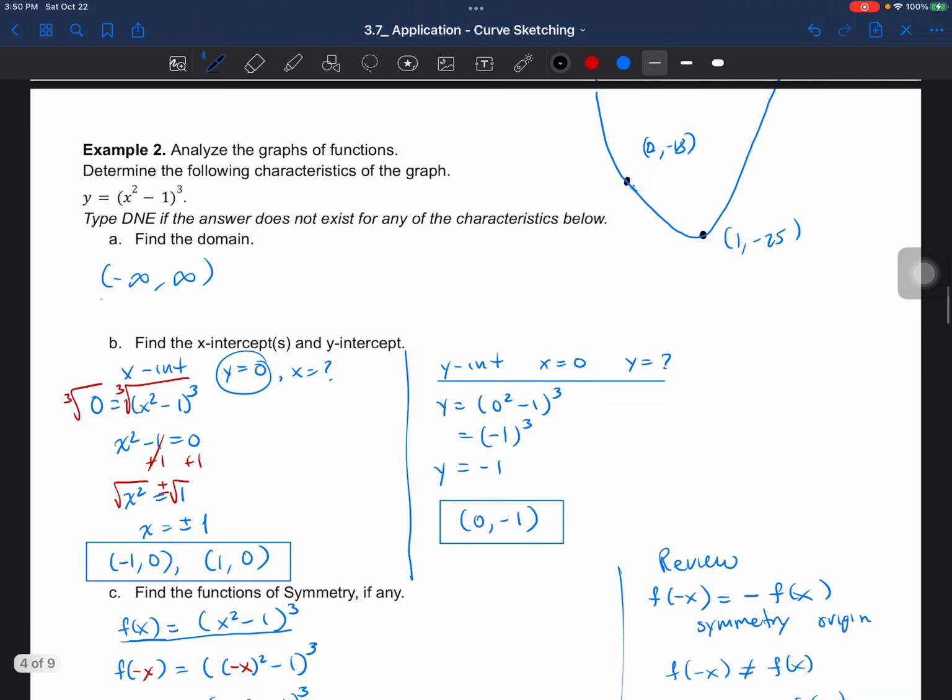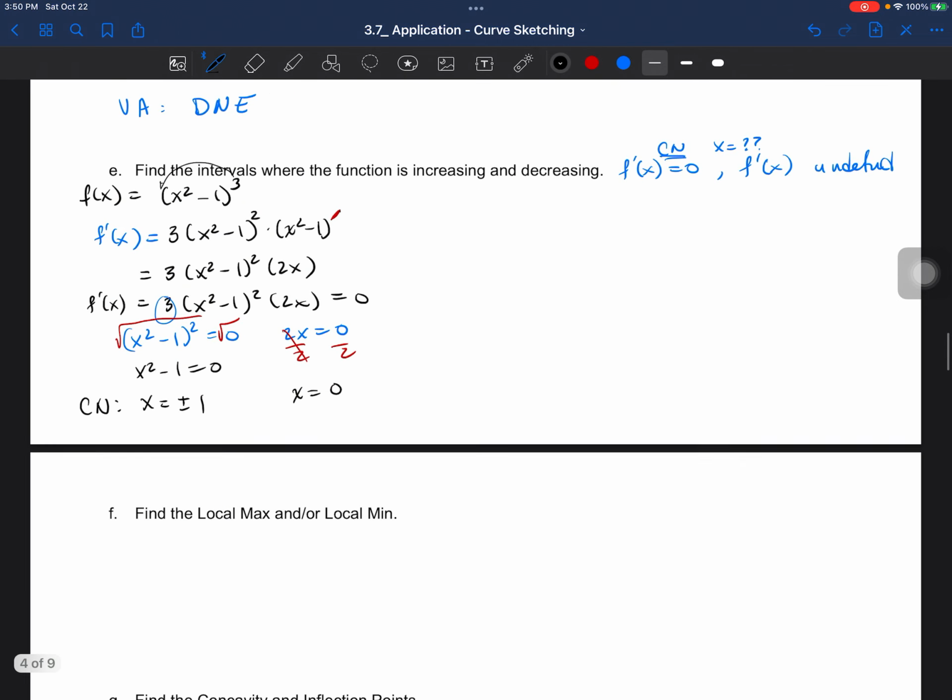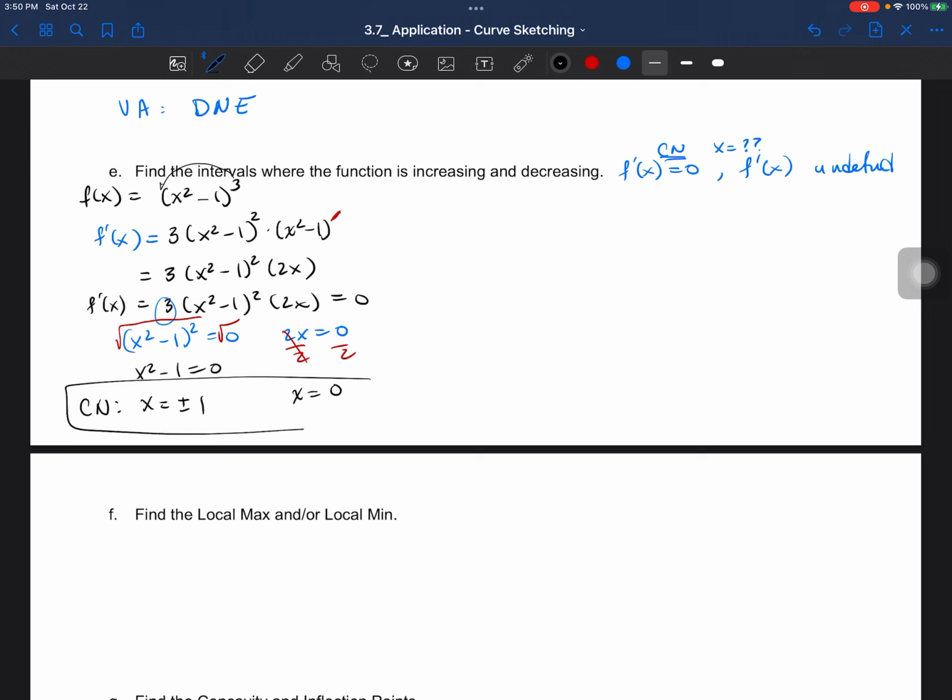So in order for us to confirm that these are critical numbers, we would need to show that these are part of the domain. But because we know that the domain is all real numbers, therefore we know that these are critical numbers. So even though they didn't ask us for critical numbers, these are kind of important for the process to determine where the function is increasing, decreasing, right?